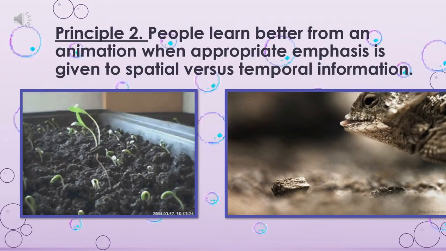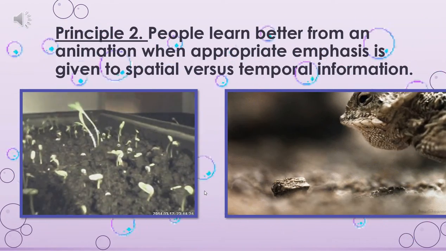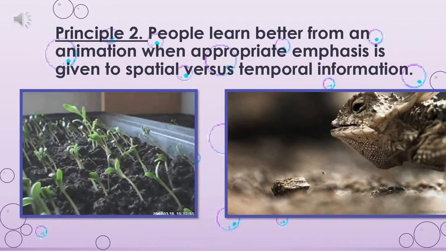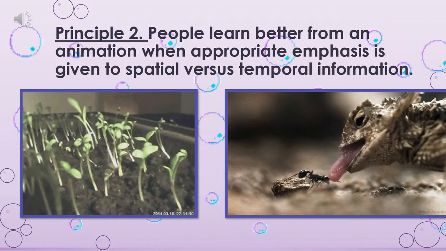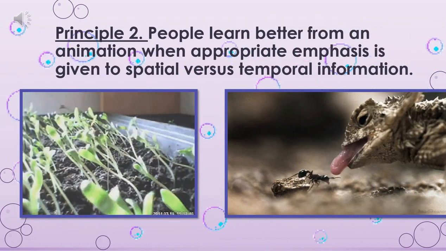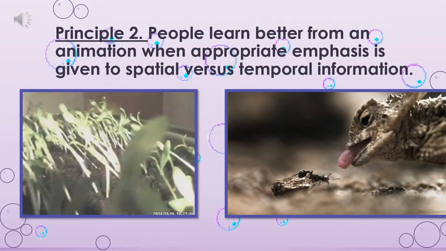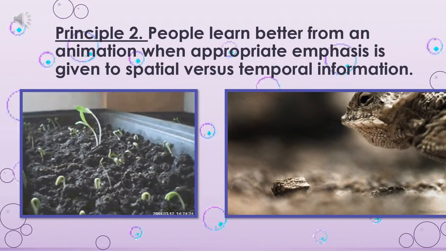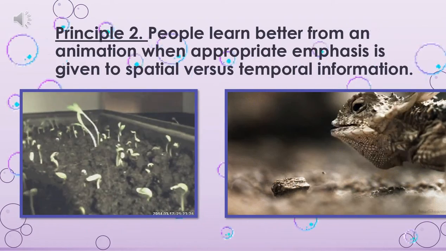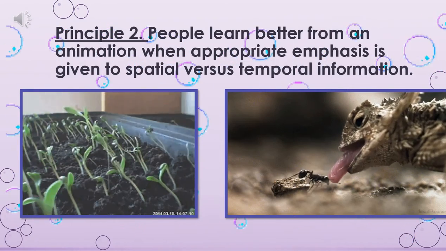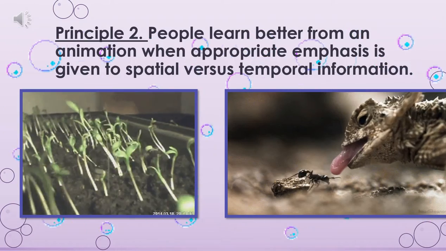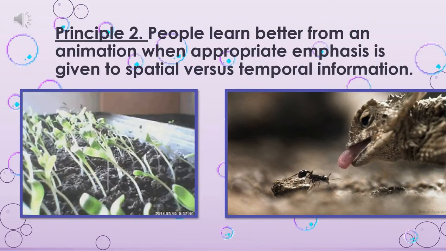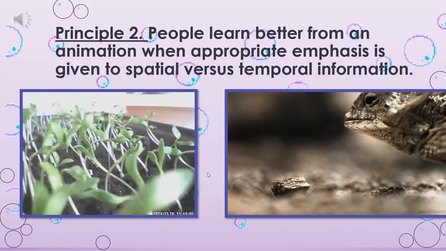Principle 2. People learn better from an animation when appropriate emphasis is given to spatial versus temporal information. Perception and cognition play a crucial role in the recognition of movement. We cannot see growing plants unless it is sped up in an animation, or like the lizard eating a bug, it is slowed down so we can process this within the range of the human eye.